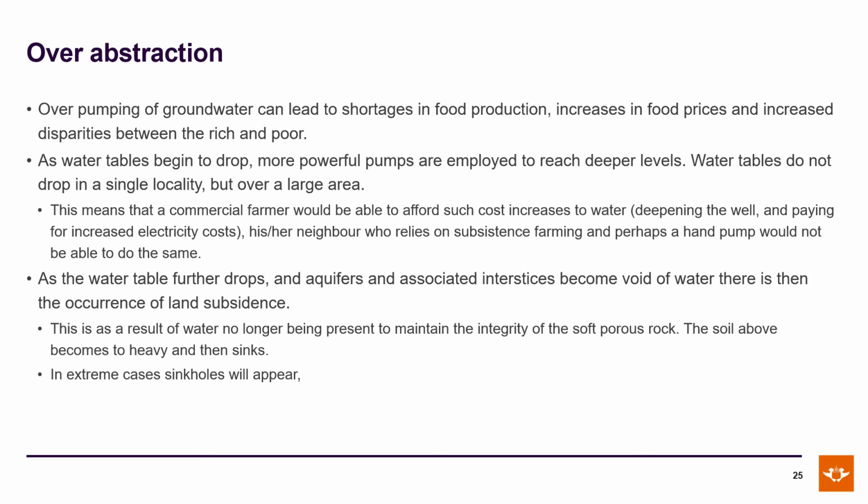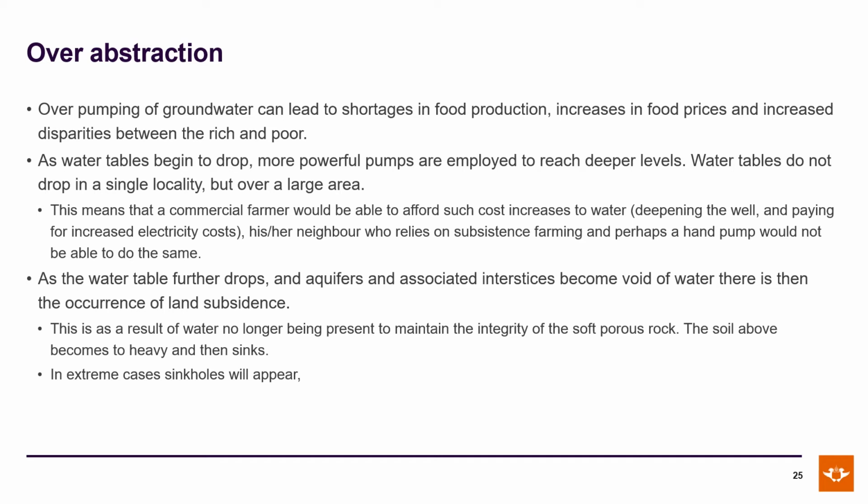Overpumping of groundwater can lead to shortages in food production, increases in food prices, as well as increased disparities between those who have and those who do not. As water tables begin to drop, there is then a need for the use of more powerful pumps in order to reach deeper levels.